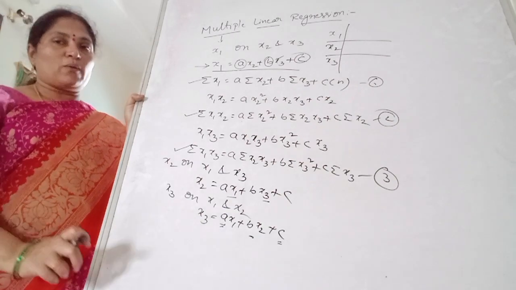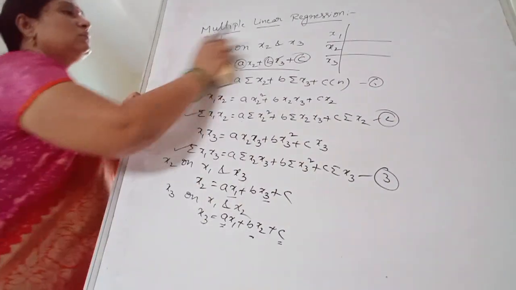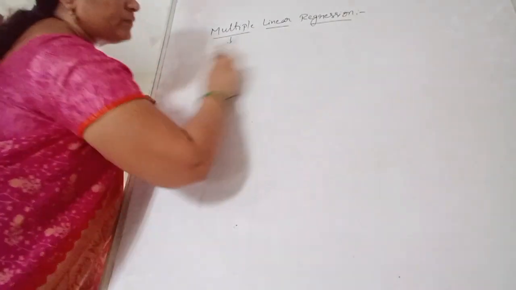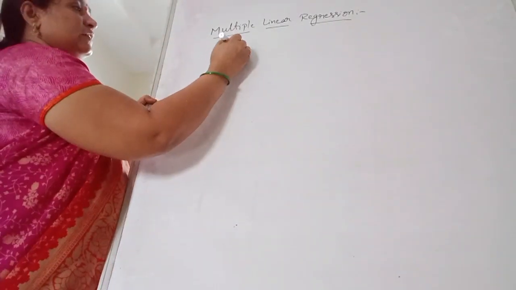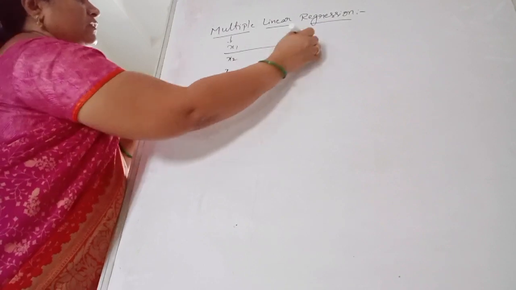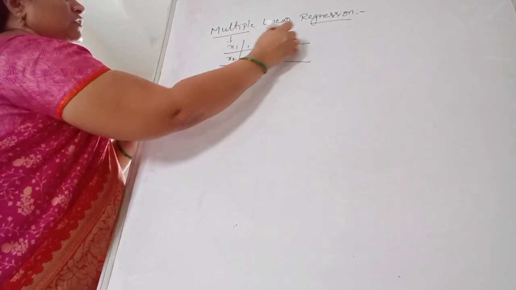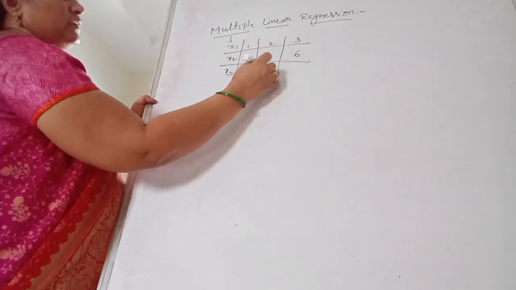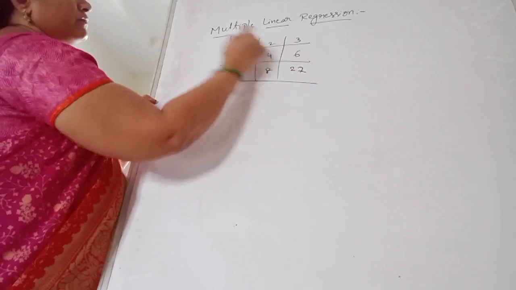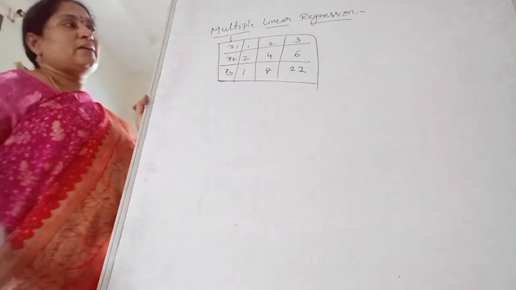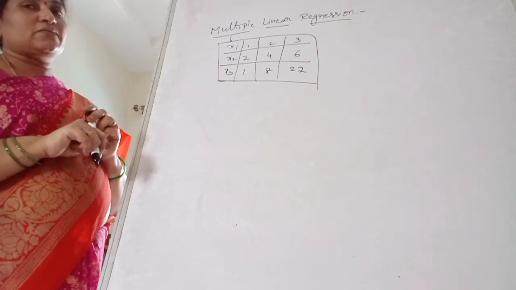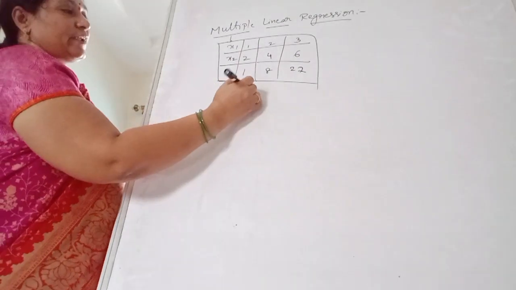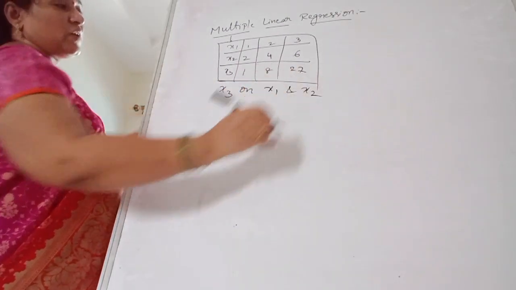We discuss a small problem on this. Here I am taking the values for x1, x2, x3. x1: 1, 2, 3; x2: 2, 4, 6; and x3: 1, 8, 27. Here I am giving the three values for x1, x2, x3. Now we form the multiple linear regression of x3 on x1 and x2.